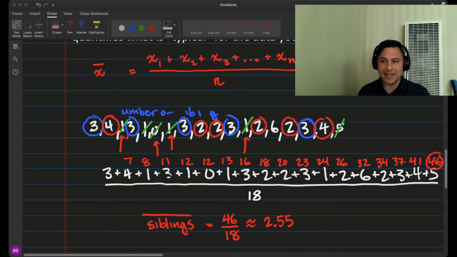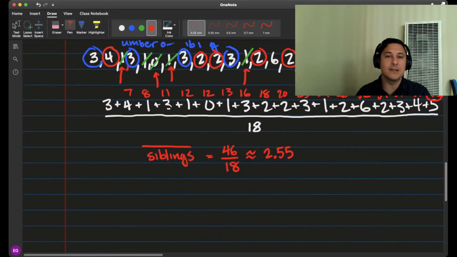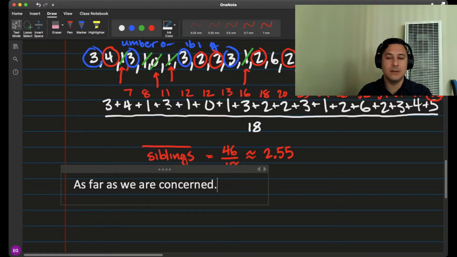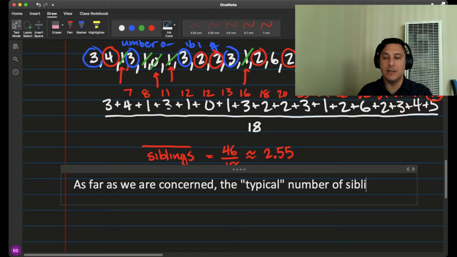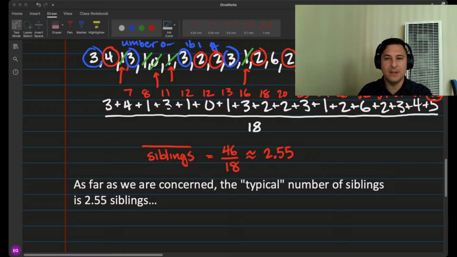Okay, so what does that tell us? It tells you two things. One, it's telling you that as far as we are concerned, the typical number of siblings is 2.55 siblings. Okay, what is weird about that?